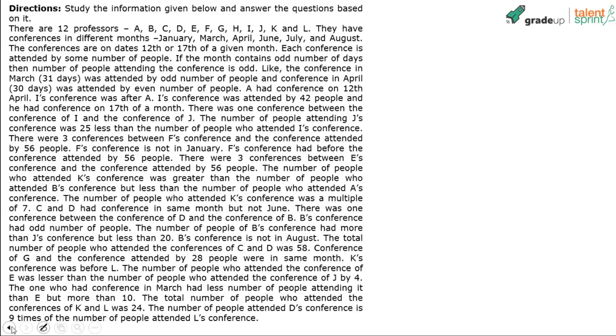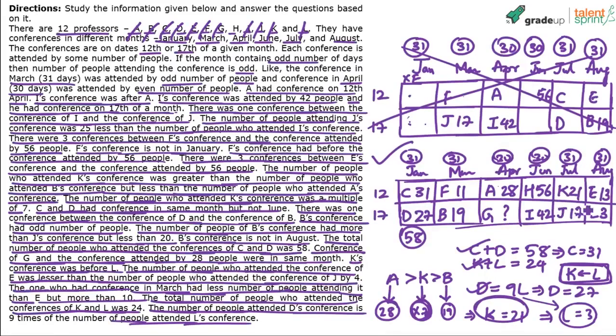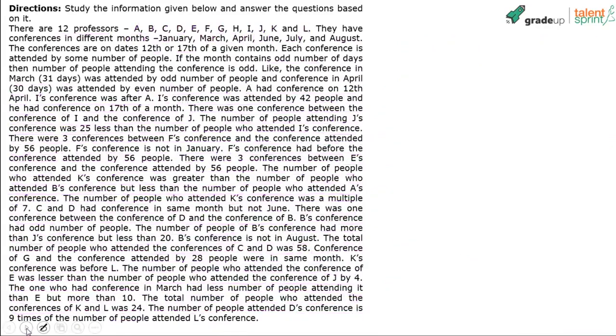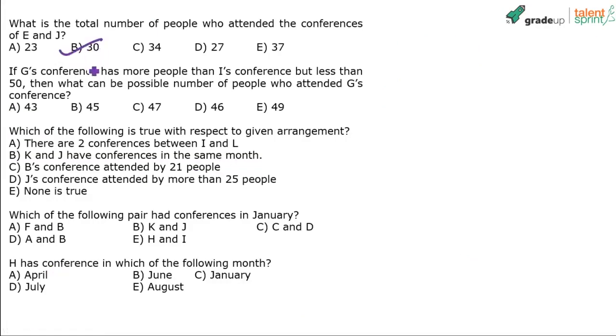E plus J. What is E plus J? E is 13, J is 17. E plus J, 13 plus 17, 30. So your answer should be 30.